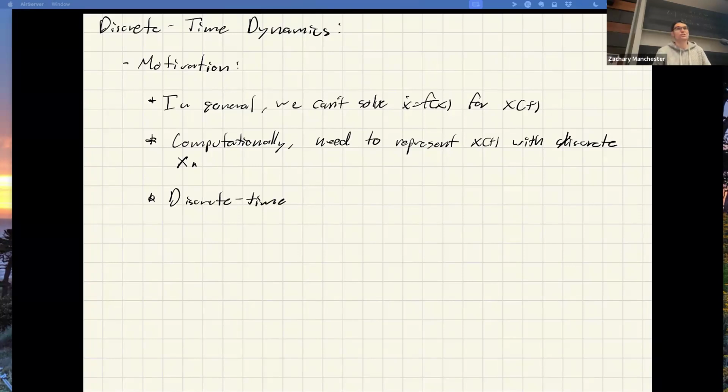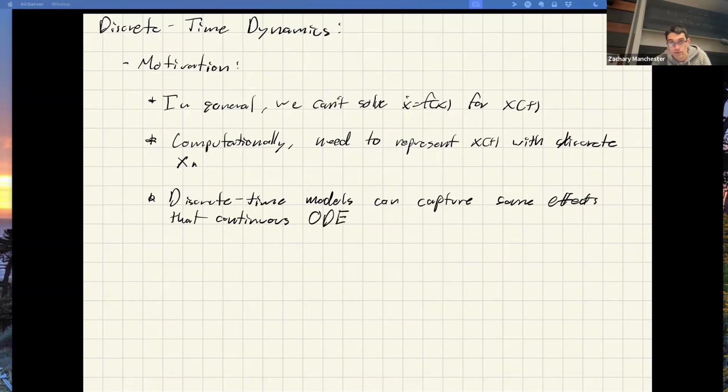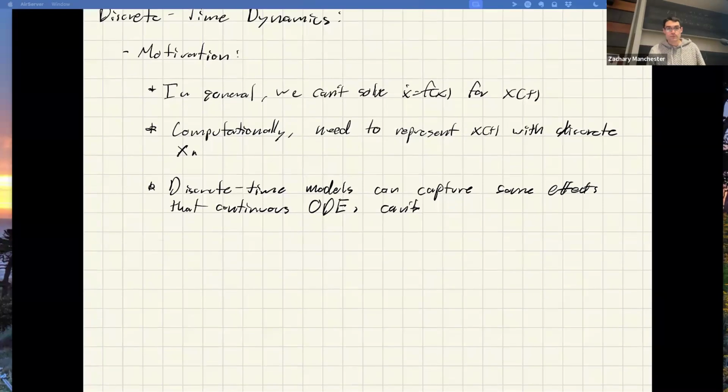But you can do it in discrete time, right? You just have an instantaneous jump, and that's fine in discrete time. So discrete time models can also capture some effects that continuous ODEs can't, that are very relevant to us in robotics. Okay, cool.